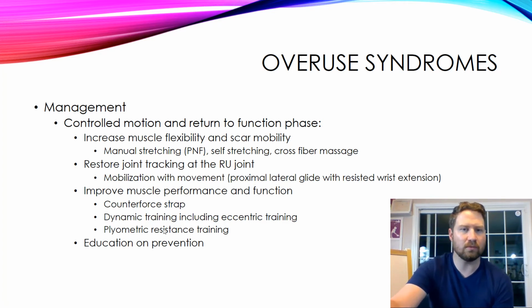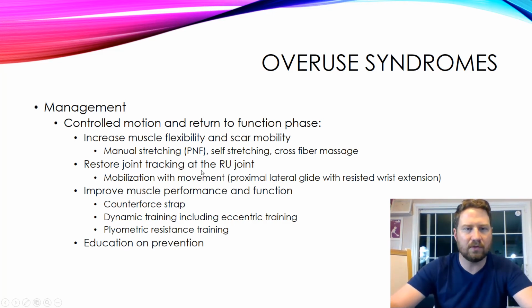Okay. Management, control motion, return to functional phase. So we lumped phase 2 and phase 3 into this. So we're going to increase muscle flexibility and scar mobility. We can do the manual stretching with PNF, our self-stretching or cross-fiber massage. We can restore joint tracking with the radial ulnar joint, and then improve muscle performance and function. So counterforce strap, dynamic strength training, including eccentric.